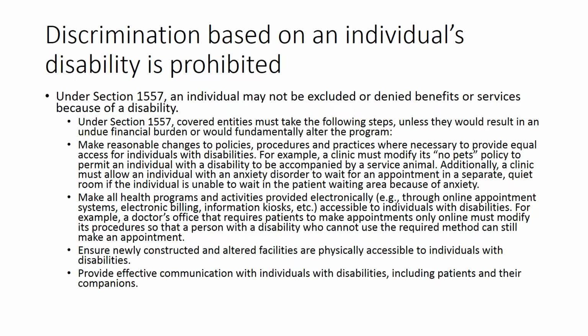Section 1557 prohibits discrimination based on disability. For us as therapists, this one probably seems exactly like, we treat people with disabilities all the time, right? That is our clientele. But we want to make sure that we are following all the regulations and thinking very broadly about that definition of disability. It says that we must take the following steps unless they would result in an undue financial burden or alter our program. We have to make reasonable changes to our policies, procedures, and practices where necessary to provide equal access for individuals with disabilities.